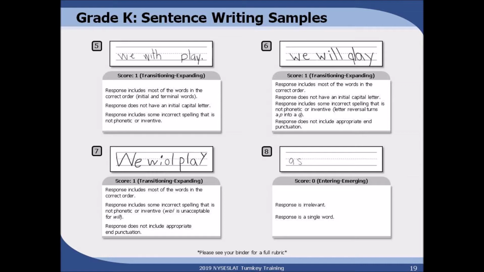Sample 7 is scored a 1. The response includes most of the words in the correct order. It is acceptable for a score of 1 that the response includes some incorrect spelling that is not phonetic or inventive. The spelling W-I-O-L is not a phonetic or inventive spelling of the word will. It is acceptable that the response does not include end punctuation. Sample 8 is scored a 0. The response is irrelevant. It is a single incorrect word.